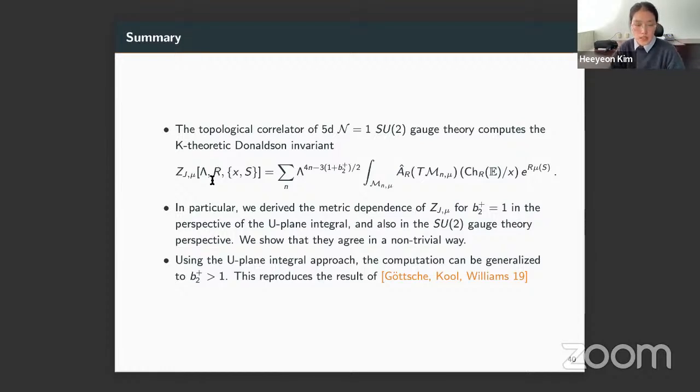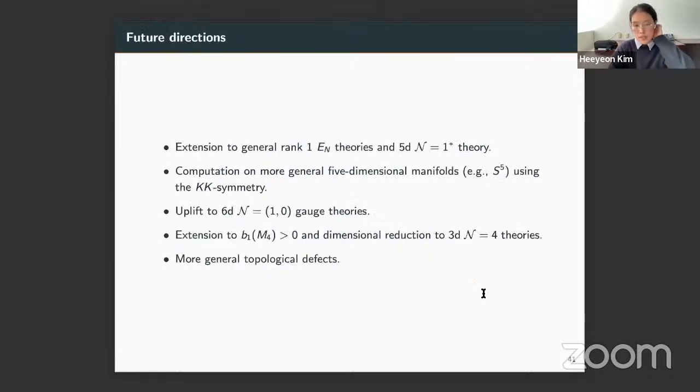And I also briefly mentioned the generalization to b2+ larger than 1, which reproduces the result of the statement. So here are some future directions that we have been thinking about. First of all, it would be interesting to extend to what people call the general rank 1 E-N type theories. And also it would be interesting to extend the result to the 5D N=1* theory, which is expected to compute the chi-y genus associated to the moduli space of instantons.